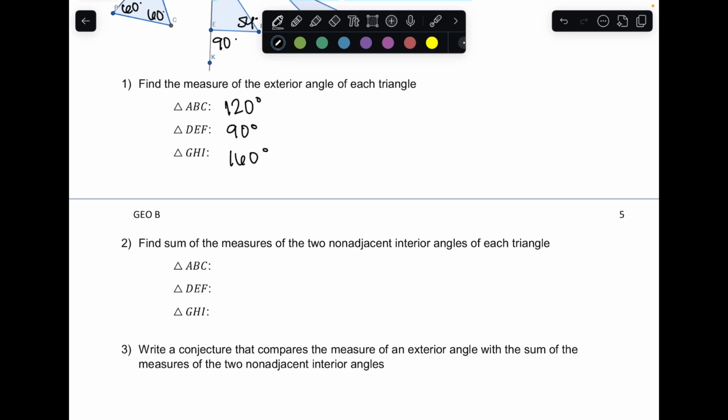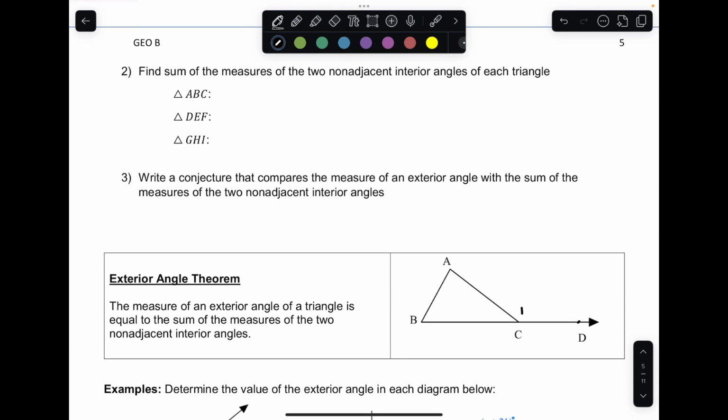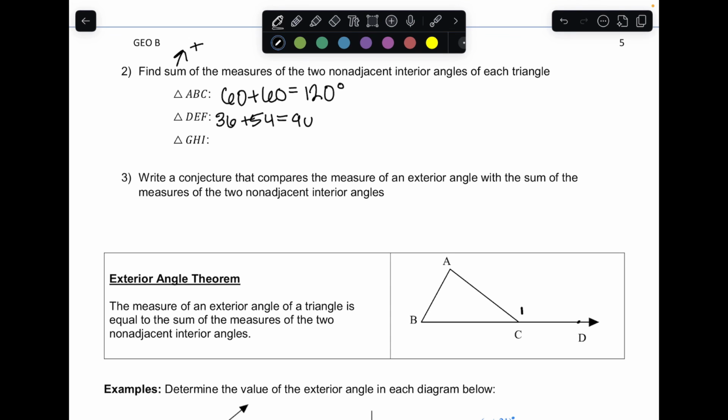Okay, so those are our exterior angles. Now it says find the measures of the two non-adjacent interior angles. So the non-adjacent means the ones not right next to. So that's your 60 and your 60, your 36 and 54, and so on. So for triangle ABC, that's our 60 plus 60. Remember, sum means addition. 60 plus 60 is 120 degrees. Next one was 36 plus 54. That's equal to 90 degrees. And then the last one was 140 plus 20. And that's equal to 160 degrees.